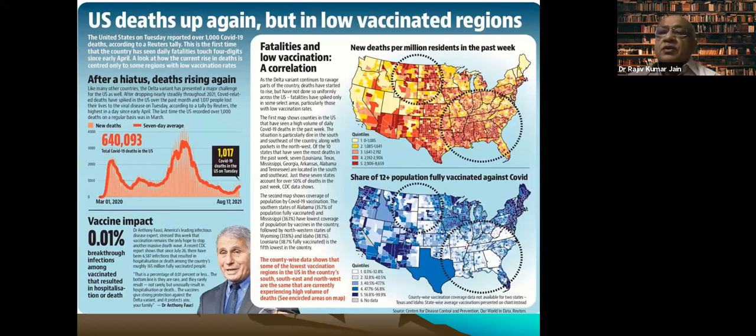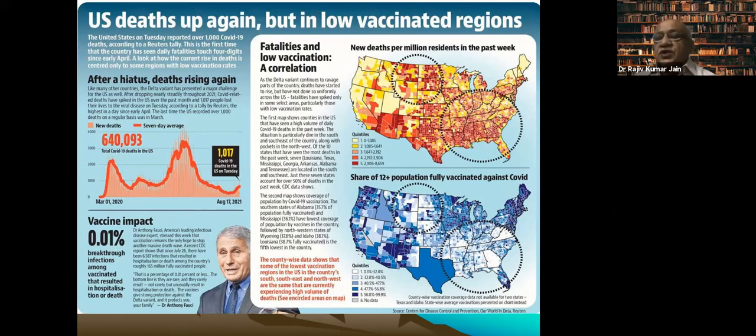The second map shows coverage of population by COVID-19 vaccination. The southern states of Alabama, 35.7% of population fully vaccinated, and Mississippi, 36.1%, have the lowest coverage of population by vaccines in the country, followed by northwestern states of Wyoming, 37.6%, and Idaho, 38.1%. Louisiana, 38.7% fully vaccinated, is the 5th lowest in the country. The county-wise data shows that some of the lowest vaccination regions in the US, south, southeast, and northwest, are the same that are currently experiencing a high volume of deaths.